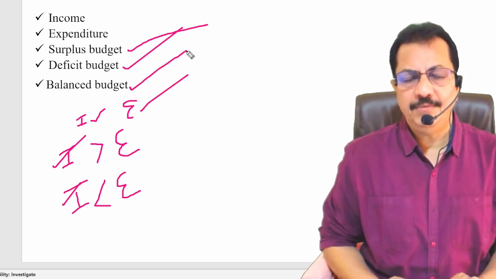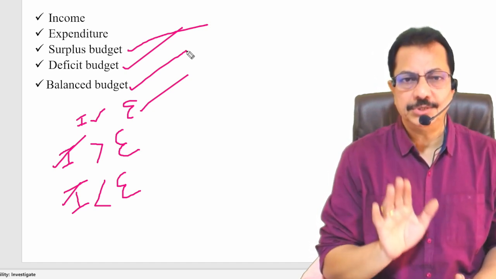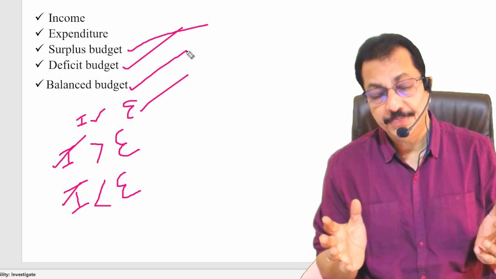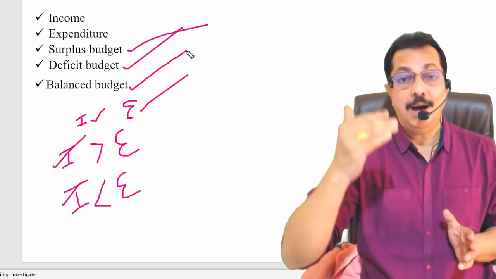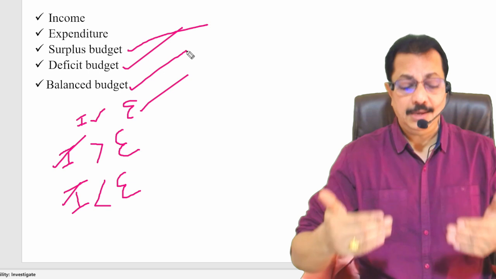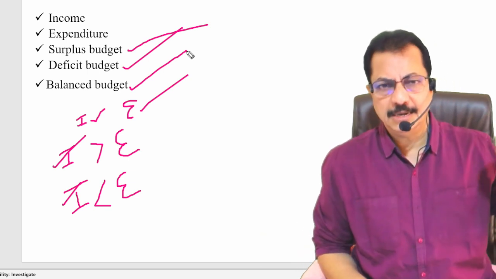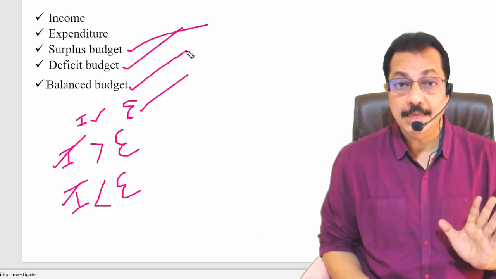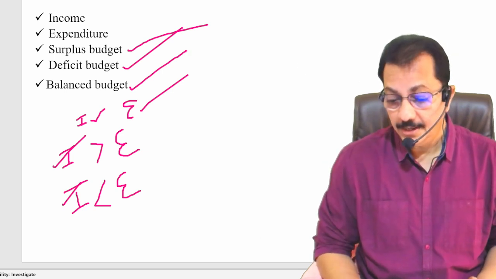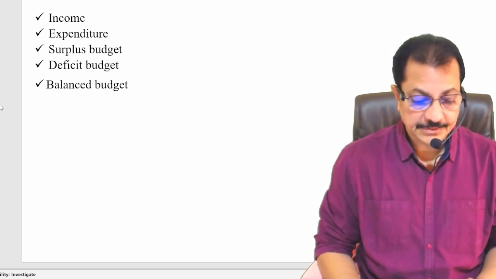Very important. All the three types of budgets are very important. Budget is one. Depending on whether your income is more, or your income is less, or income and expenditure are equal, we can say it is either a surplus, deficit, or balanced budget. Kindly remember this very clearly. Okay? So these are the points that you must know in understanding fiscal policy.